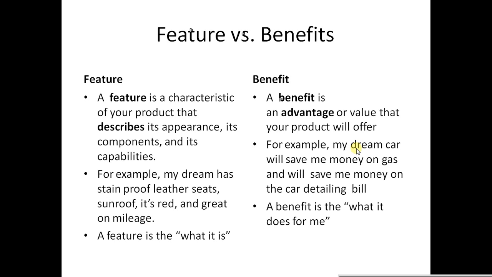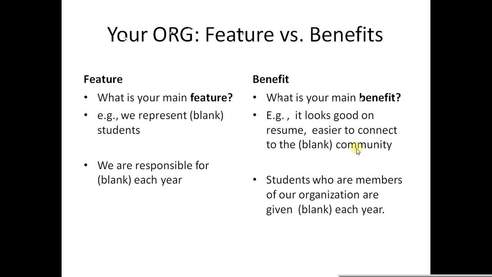So when you look at the difference between the two, now let me put this in the context of your organization. What is your organization's main feature? What's your main feature? We represent blank students. So we may represent the African American community. We may represent the students who love, I don't know, computers, whatever the case may be. That's your feature. That's who you're sort of going after.